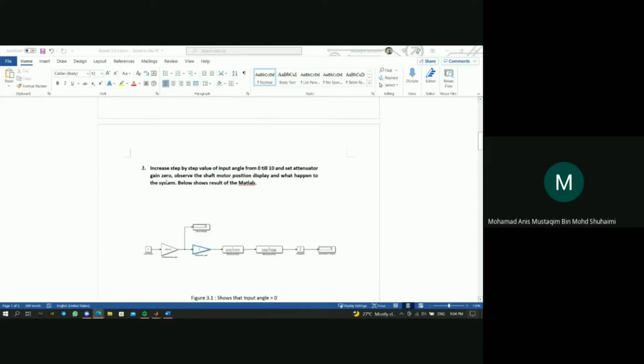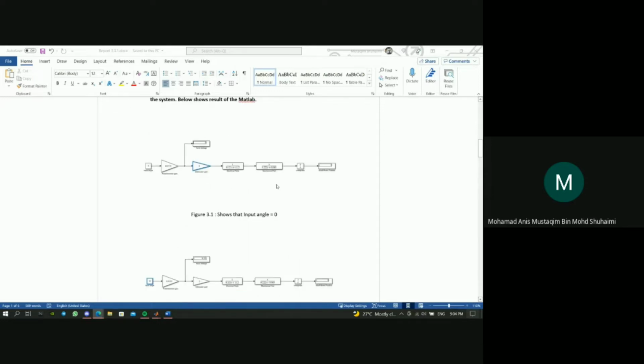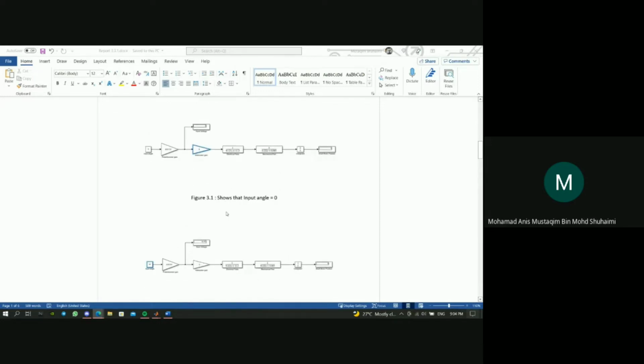Now for question 3: increase step-by-step the value of the input angle from 0 to 10 and set the attenuation gain to 0. Observe the shaft motor position display and what happens to the system. Below shows the result of the MATLAB Simulink. Here is figure 3.1. It shows that the input angle is 0, and the shaft motor position is 0, and this is also 0.